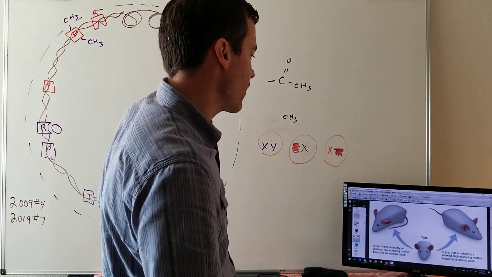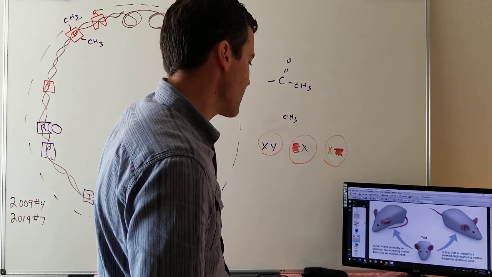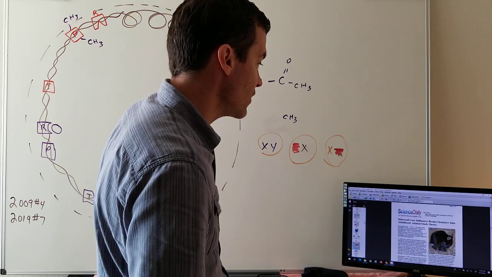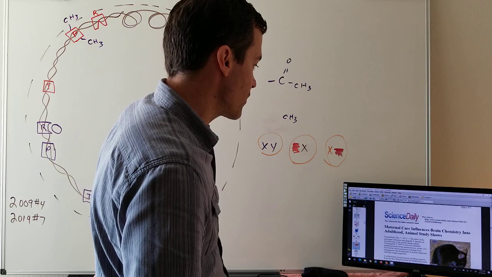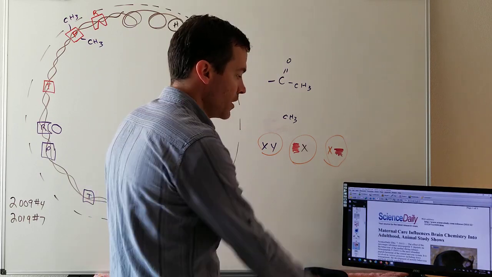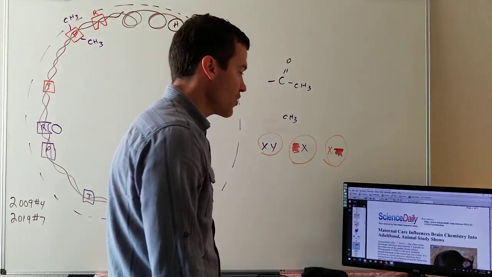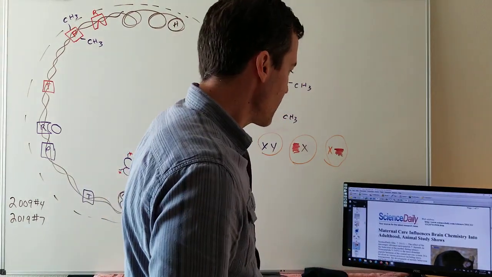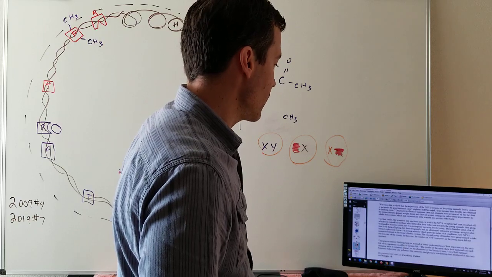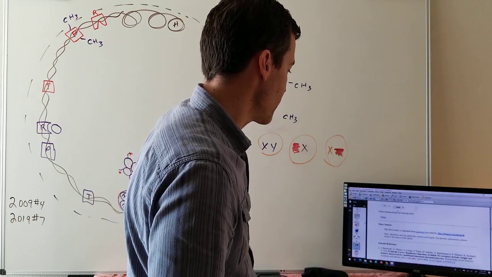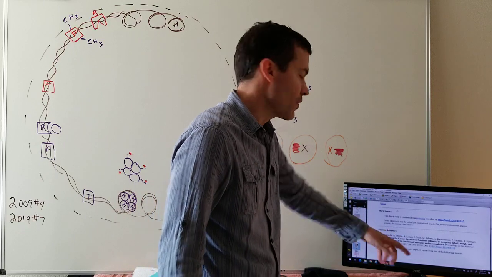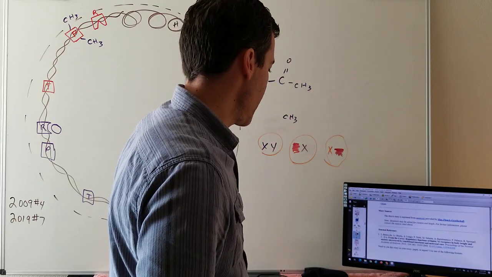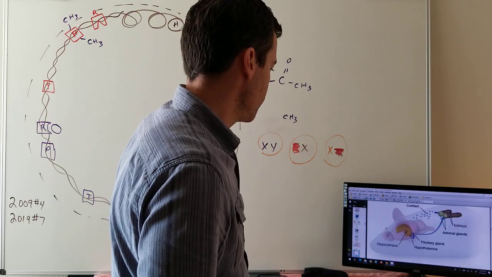So scientists were trying to figure out, why is this? In psychology, it's always nature versus nurture. So here's a study if you were kind of interested. If you just Googled Science Daily and that title, Maternal Care Influences Brain Chemistry into Adulthood, Animal Studies Show. This is from December 2011. Down at the bottom of the study, they'll have a link to the real study, the actual scientific journal article. And what they found in this study was this.